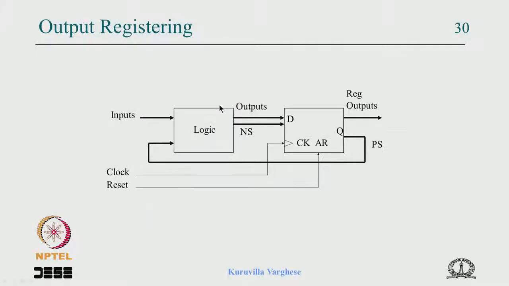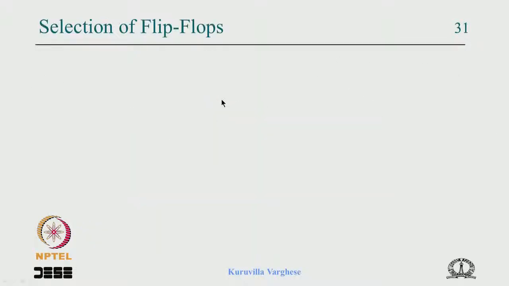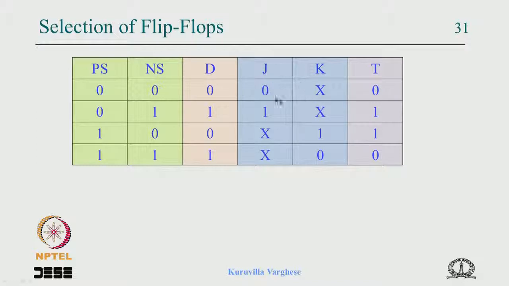If you are using a JK flip flop here, then the conditions for that, when you work out the next state table, will be like this. If the present state is 0 and the next state is 0, then we should disable the set. So J has to be 0 and K is don't care, it doesn't matter. K can be 1, then it is a reset, it doesn't matter. If 0 to 1, J has to be 1, it's a set operation. And K can be don't care: if K is 0, it's a set operation, and if K is 1, then it's a toggle operation. It doesn't matter whether 0 to 1 is a set or a toggle.